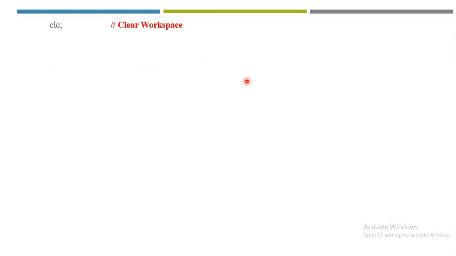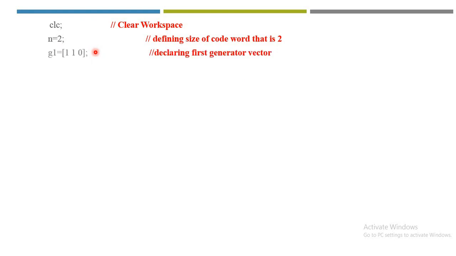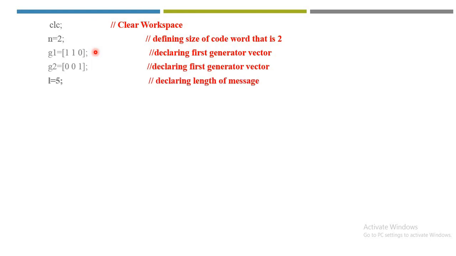Then the actual code. The first command by default is clc, that is to clear the previous workspace. Then n is equal to 2. This command is used for defining the length of the code word, which is equal to 2. G1 is equal to 110. It declares the first generator vector. G2 is equal to 001, which declares the second generator vector. L is equal to 5 is the length of the message, and here we are defining the message bits. So your message bits are 11010. K is equal to 3 indicates the number of shift registers which we are using.